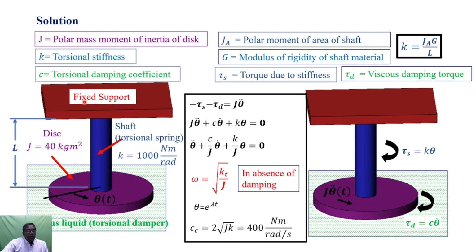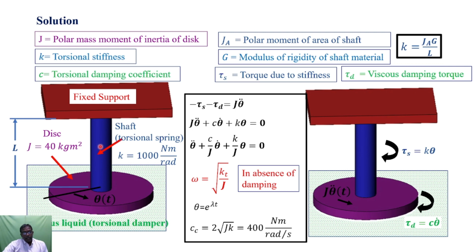Any real system in practice has various components. As shown here, for this system we have support as a component, shaft as a component, disc as a component, viscous liquid as a component. In modeling the vibrational system, we simplify the real system in such a way that we take one of the components as a mass, another component as a spring, another component as a damper.